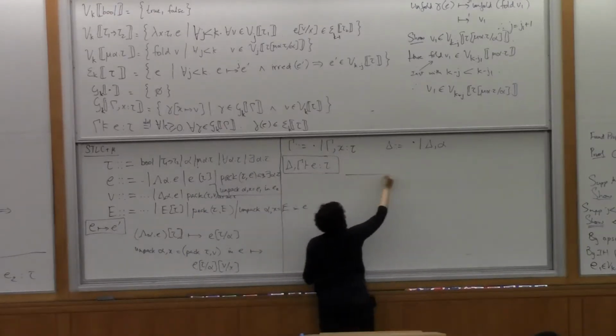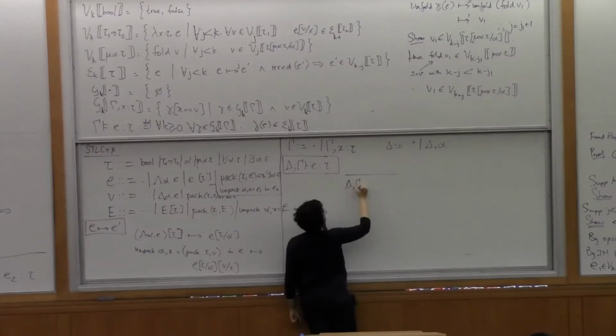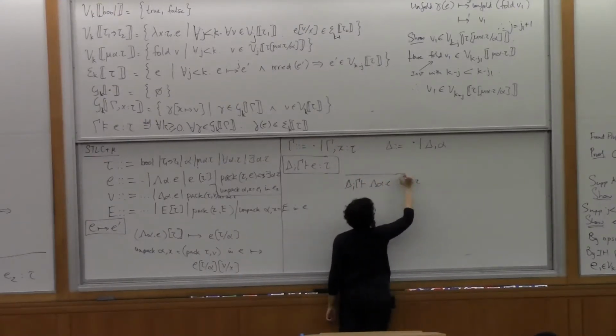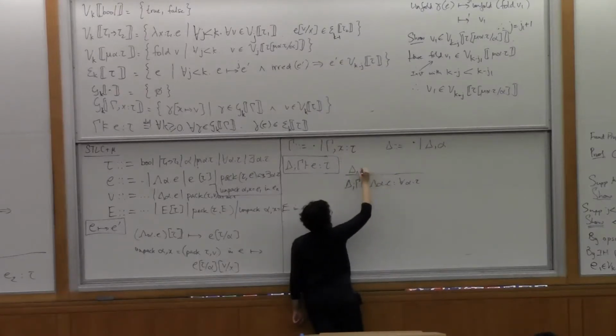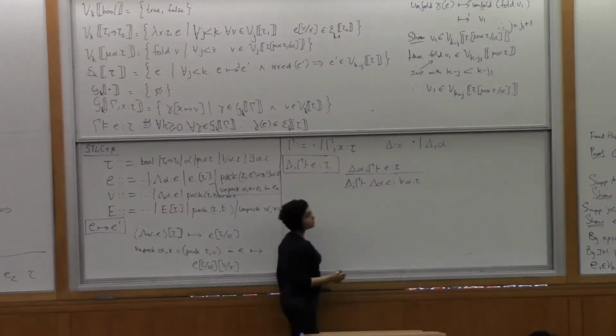Okay. So delta, gamma, lambda alpha E has type for all alpha tau if we can extend delta with alpha, and here again comma means disjointness, and under gamma E has type tau.